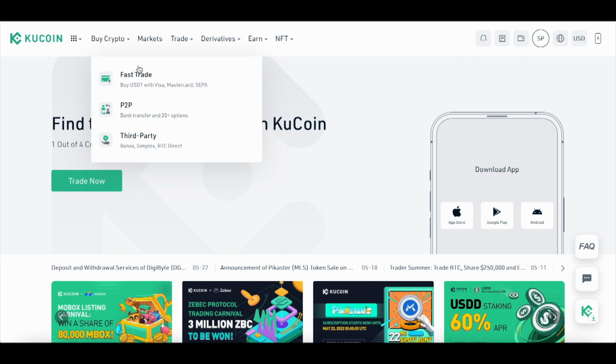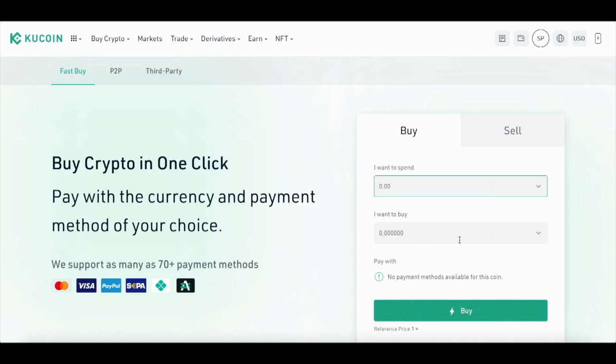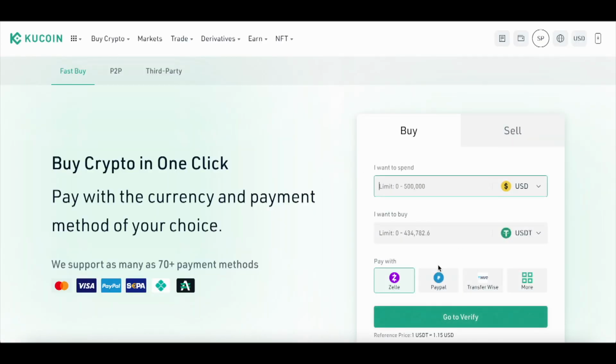You want to buy cryptocurrencies, fast trade, and you want to make sure that you buy USDT. Like this, and you can use any of the payment methods that they have available: Visa, MasterCard, PayPal, SEPA, all of them. 70 plus payment methods, no problem. You want to buy as many USDT as you would like to actually invest into cryptocurrencies.